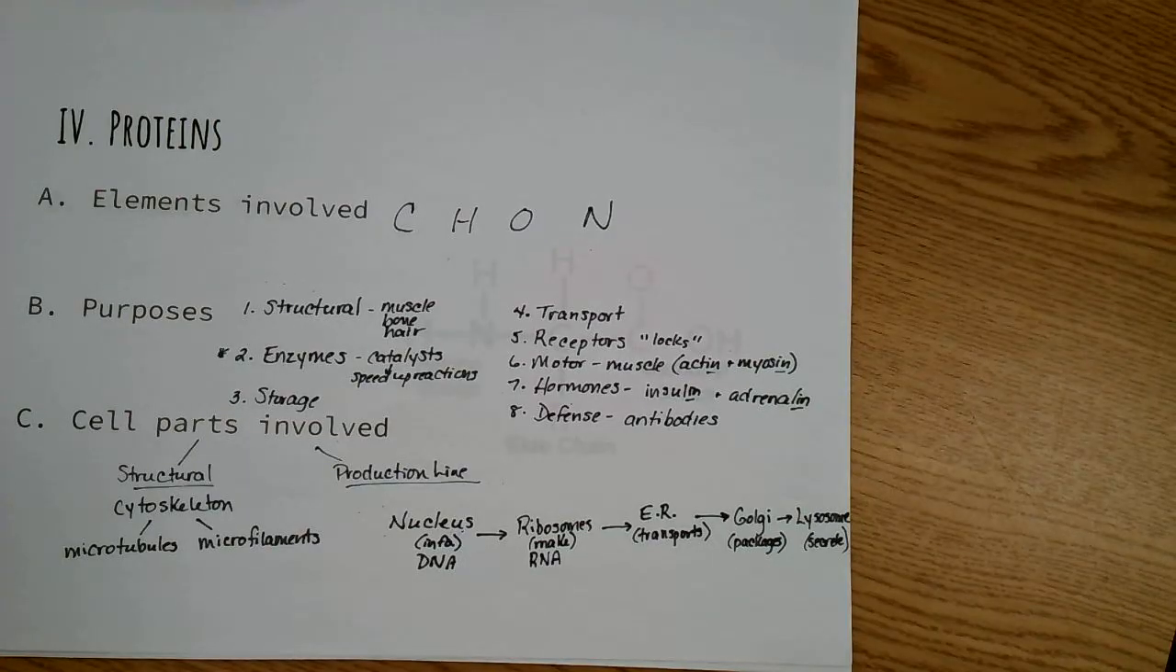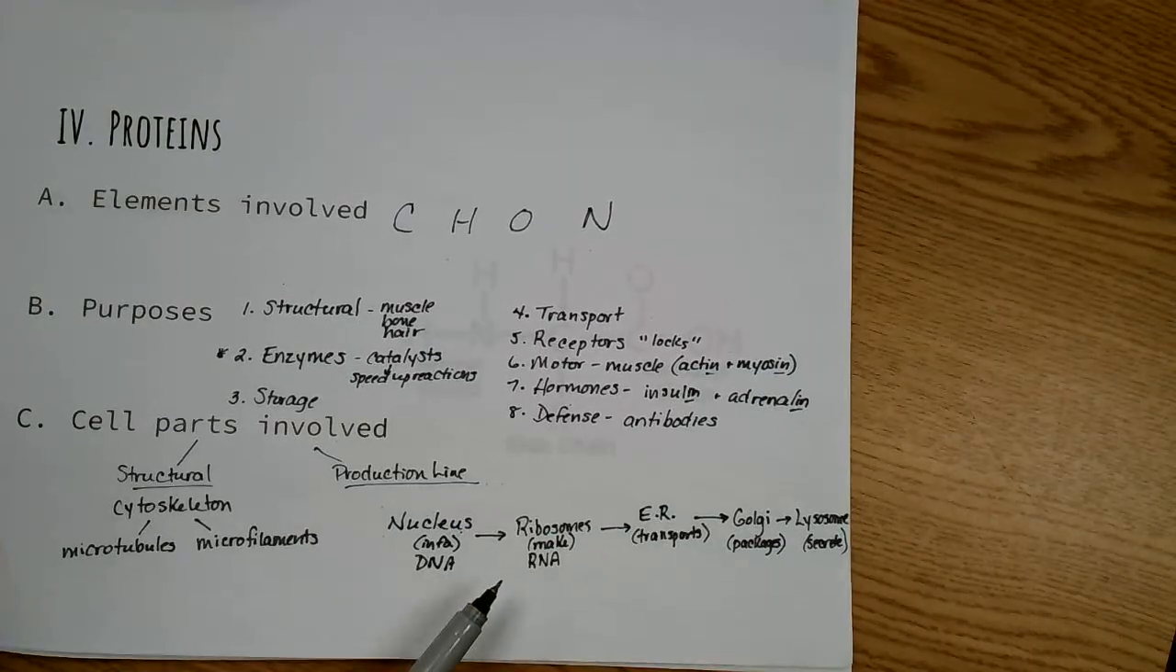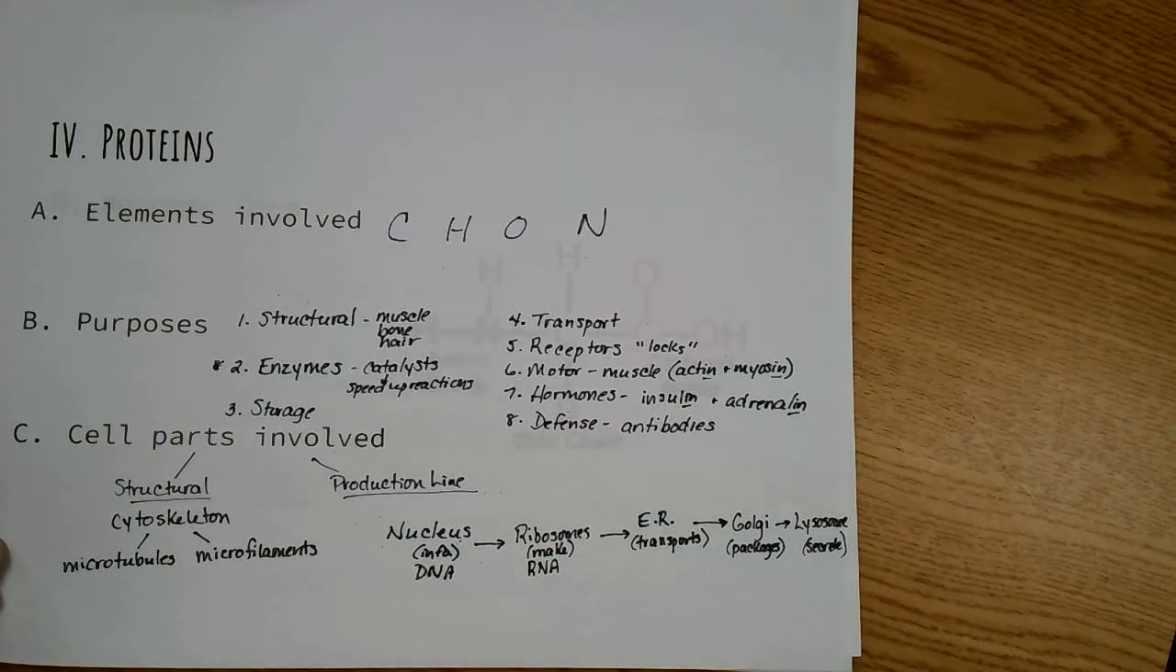But anyway, cell parts involved. For the cytoskeleton, again, we have the microtubules and the microfilaments. And for the production line, we have nucleus, ribosomes, ER, Golgi, and lysosomes.